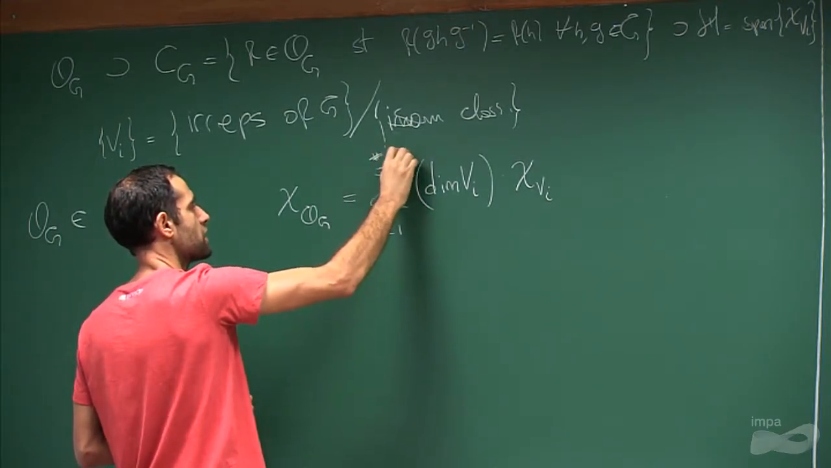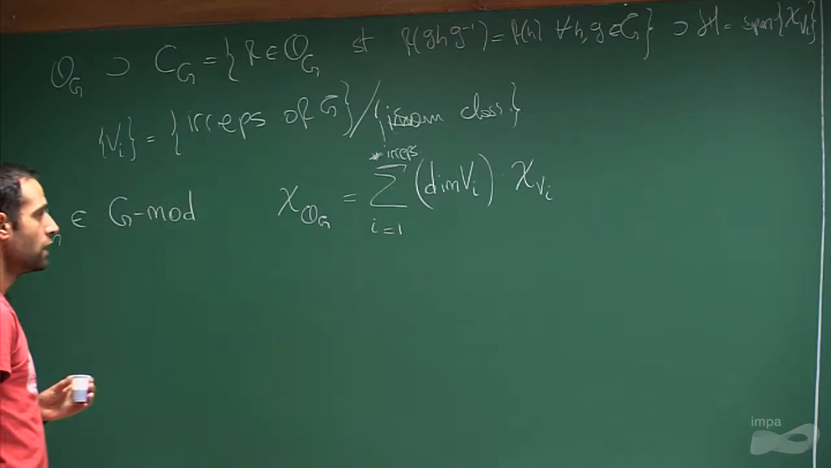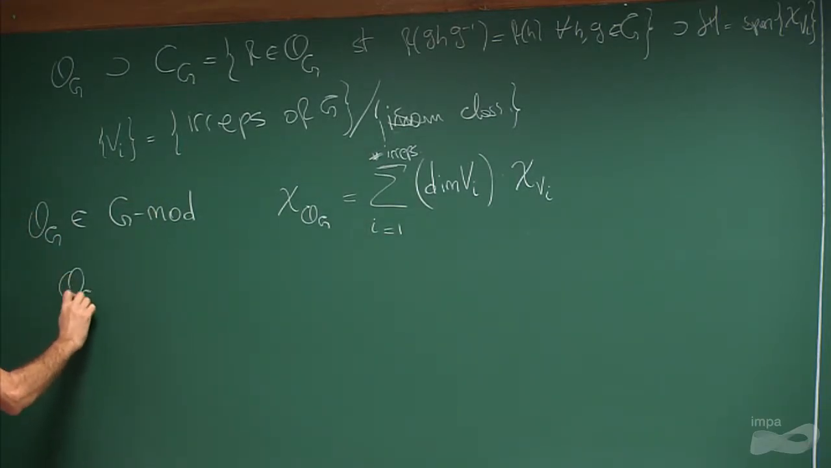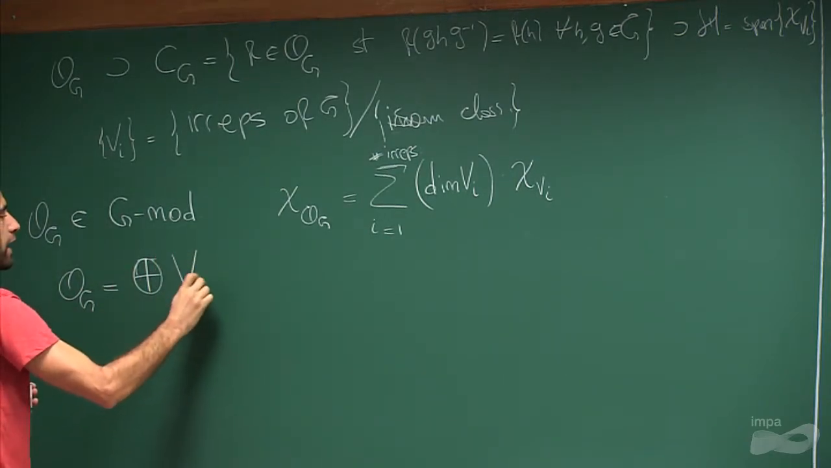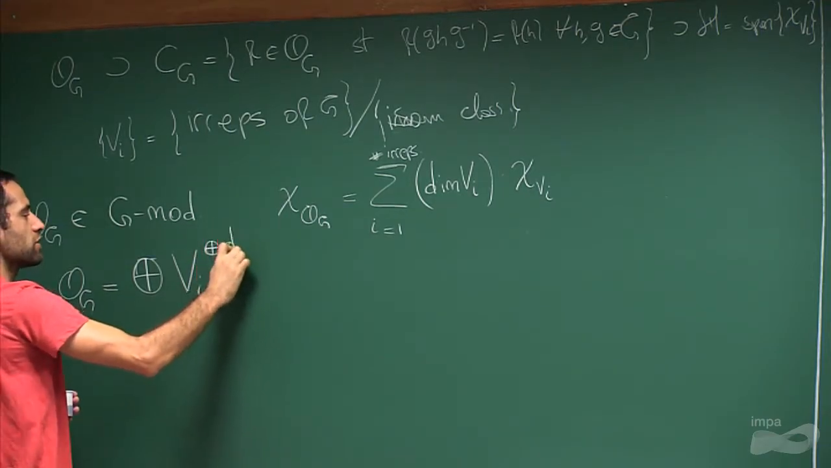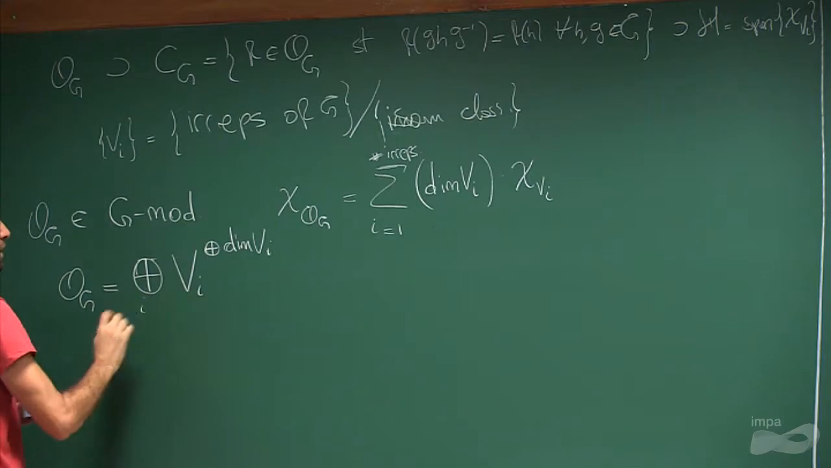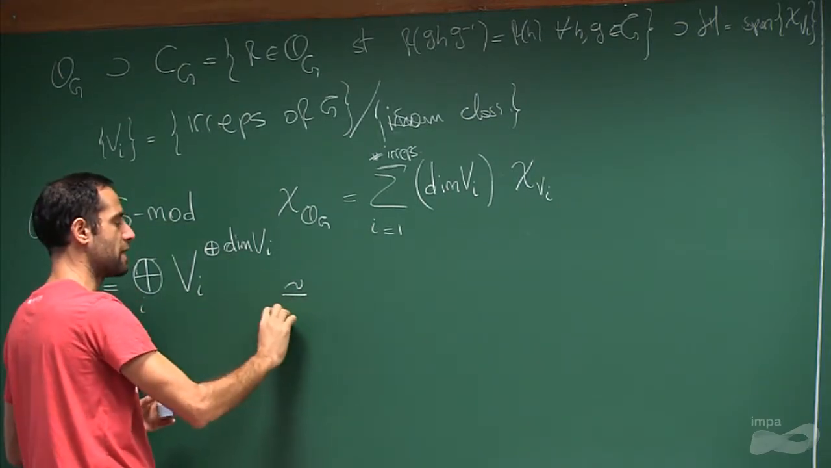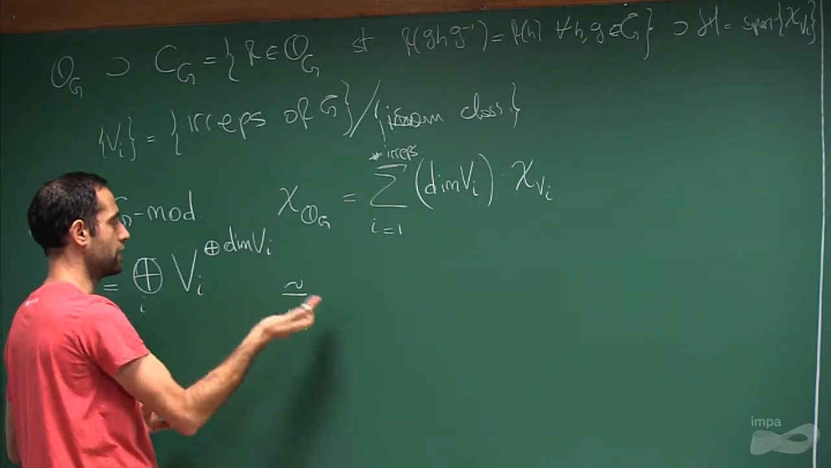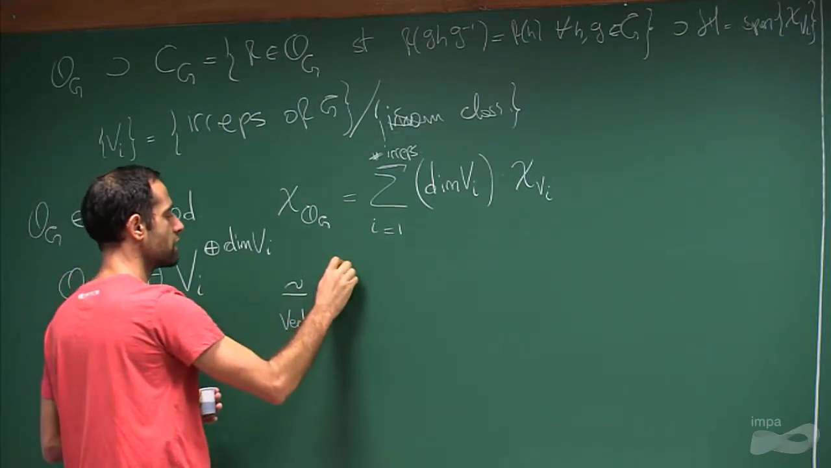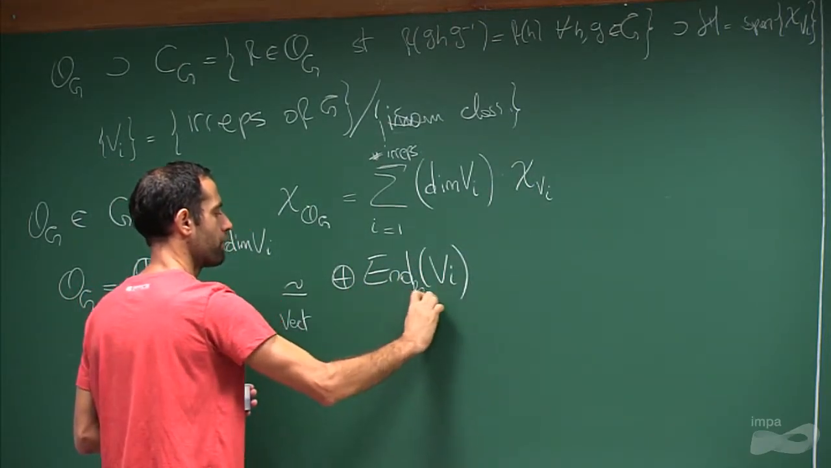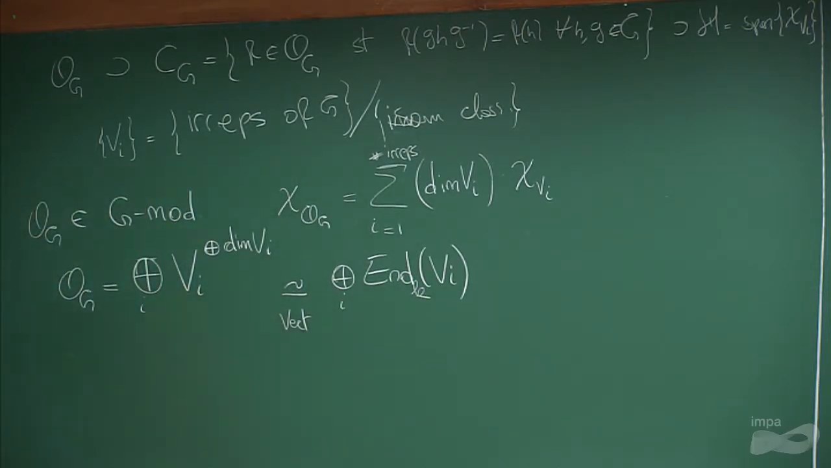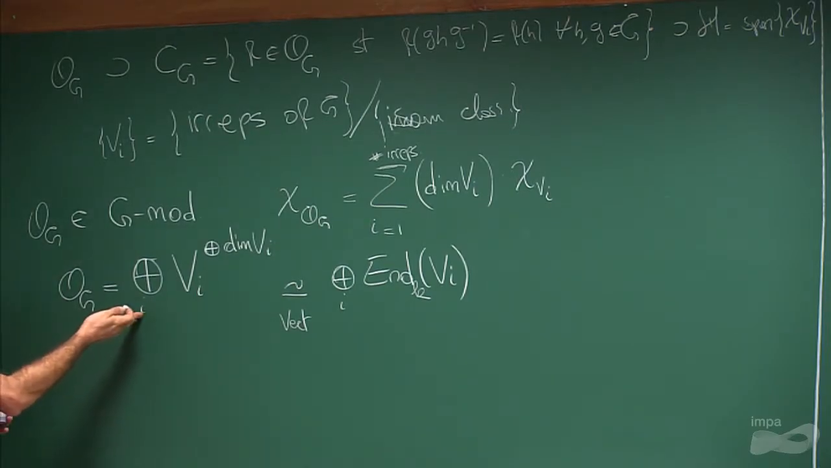Over the set of irreducible representations. So we proved, therefore, O sub G is equal to the direct sum of Vi, direct sum with itself dimension of Vi times. And this is the same thing as vector spaces. And this gives this side a representation of G structure as the direct sum of endomorphisms of Vi. So this side has an obvious G-module structure.